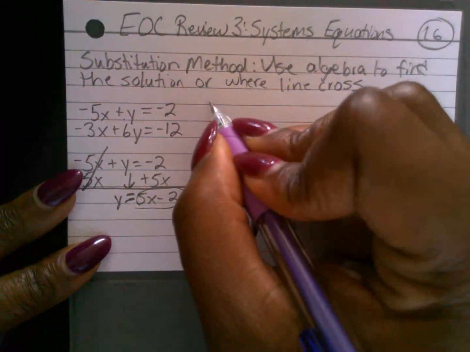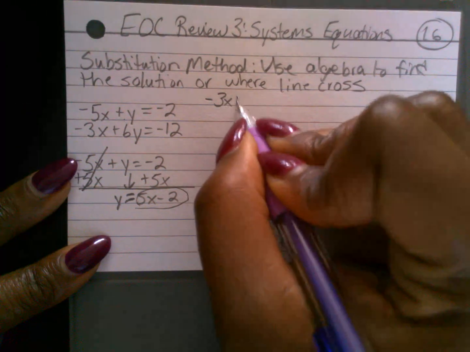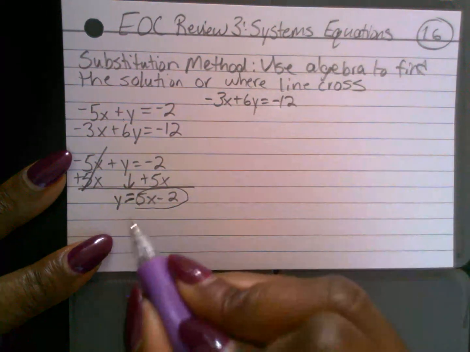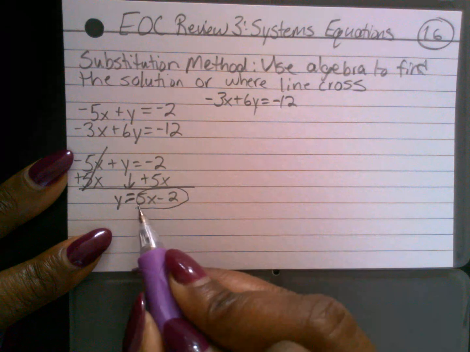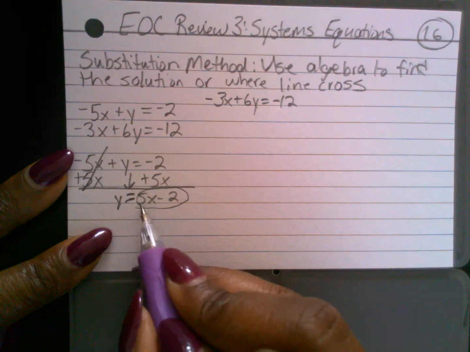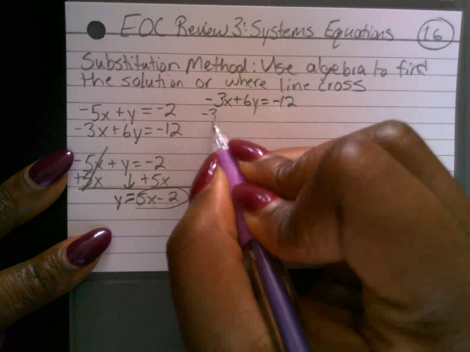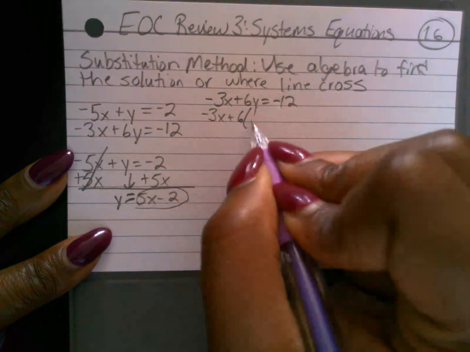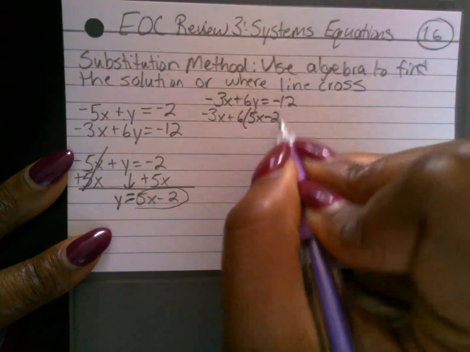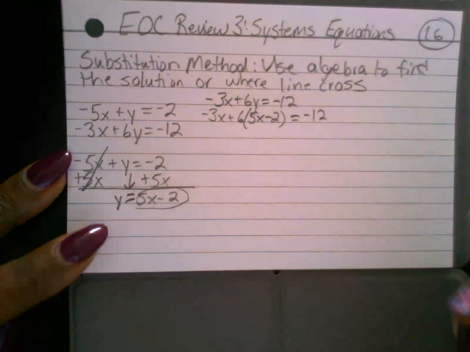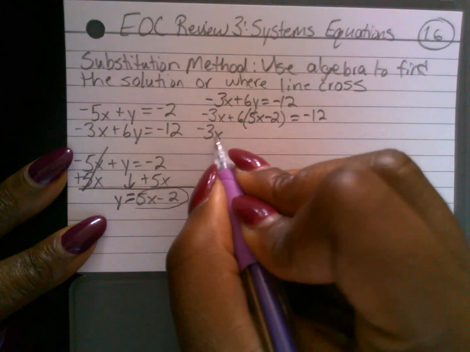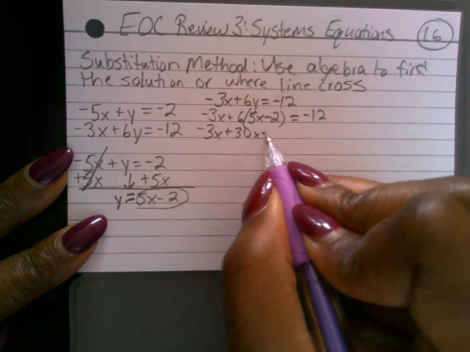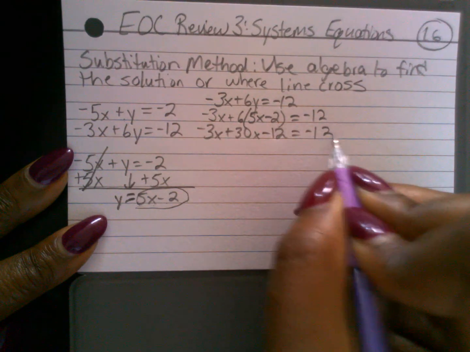So I'm going to write the other equation. Negative 3x plus 6y is equal to negative 12. I'm going to replace y with what y is equal to, 5x minus 2. So it's negative 3x plus 6 times 5x minus 2 is equal to negative 12. This is negative 3x. This is plus 30x. This is minus 12 is equal to negative 12.